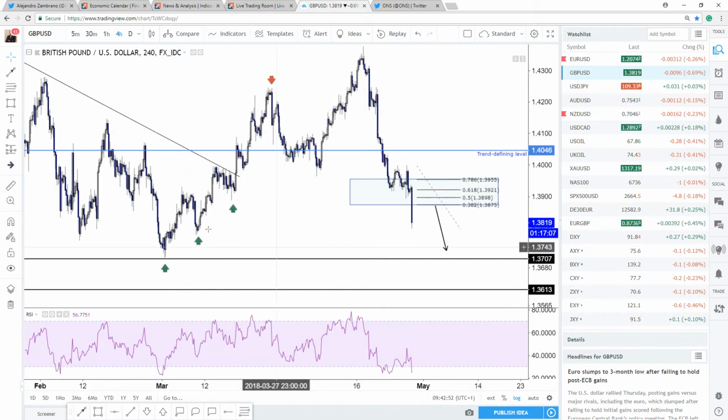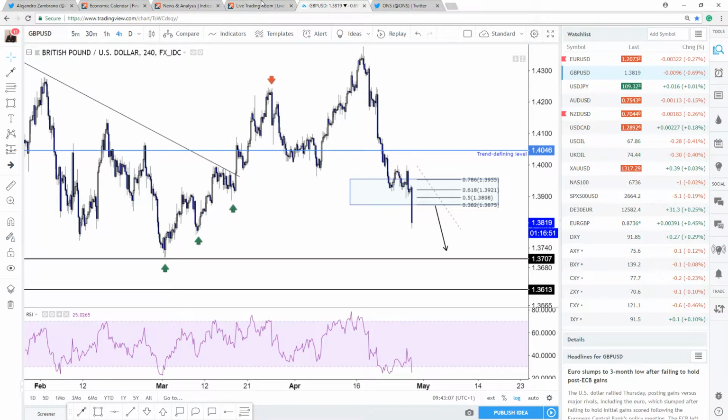If I load the RSI 14, you can see exactly. I mean, it was oversold down here, so it's more oversold today. Doesn't mean that it needs to bounce. It just means that this is not a good entry to sell. So bearish, and that's it.